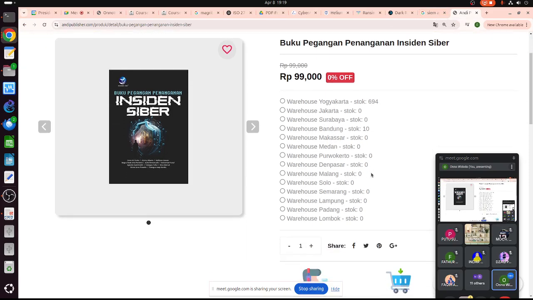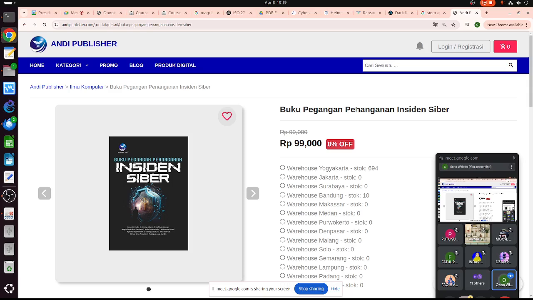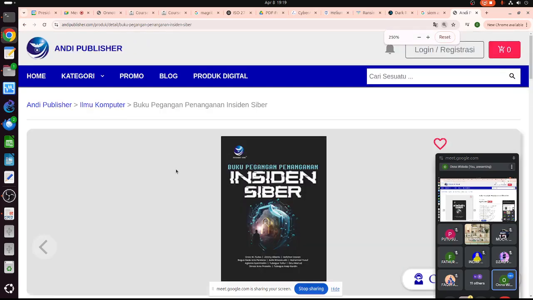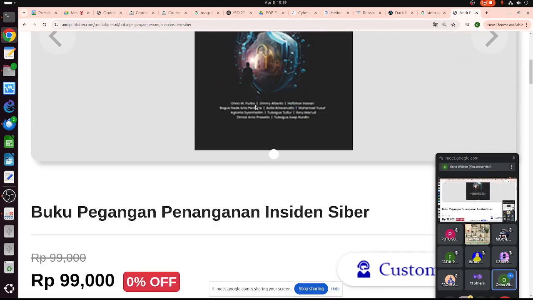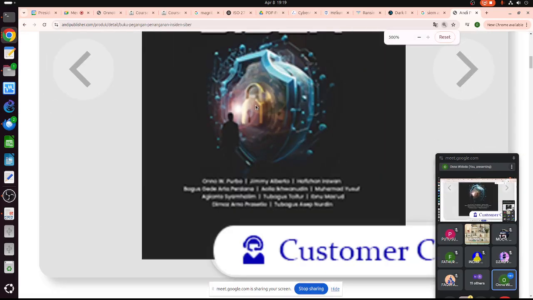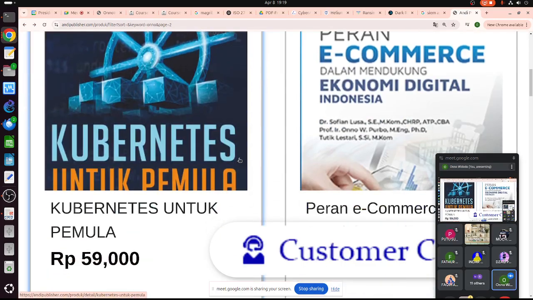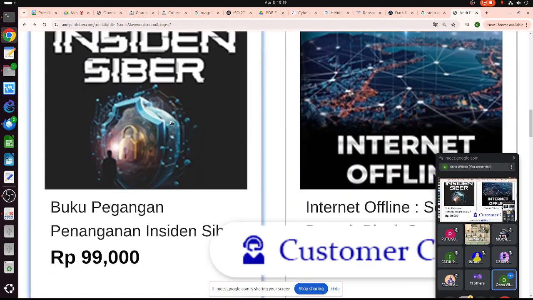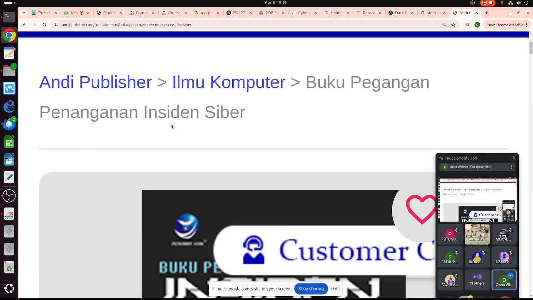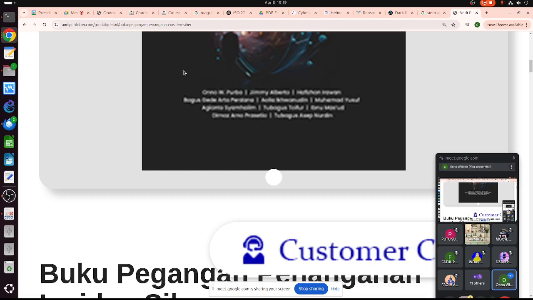Wow, no stock anywhere except in Jogja. Still have 600 of them. So this book is very critical. Can I see the writer? Wow, okay. We are having difficulty seeing the writer's name. So basically this book is, no, I cannot see it.